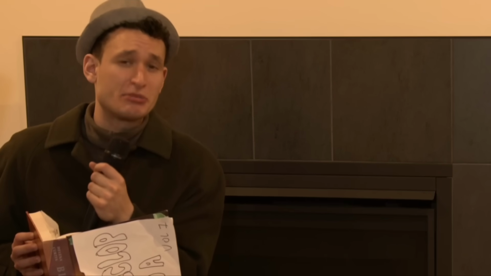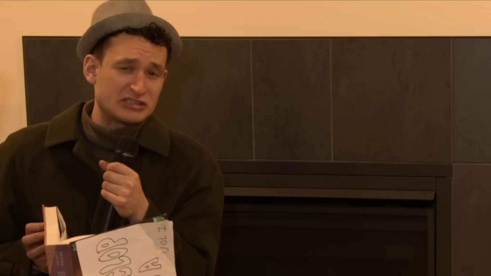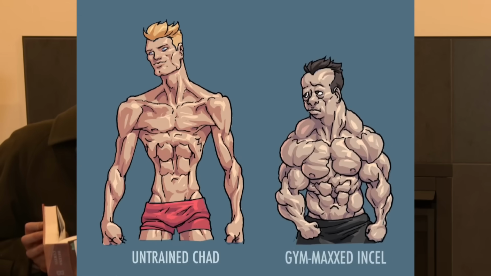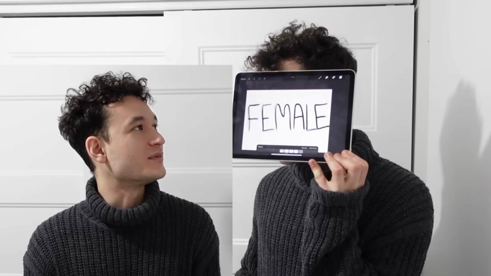AMOG stands for alpha male of group, and to mog somebody is to flex on them in order to show your dominance over them. For example, a tall man might height mog a smaller man by pointing out his height.